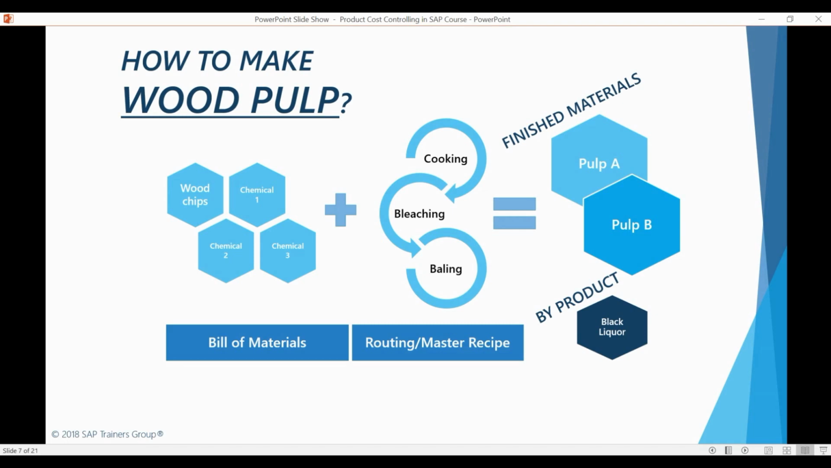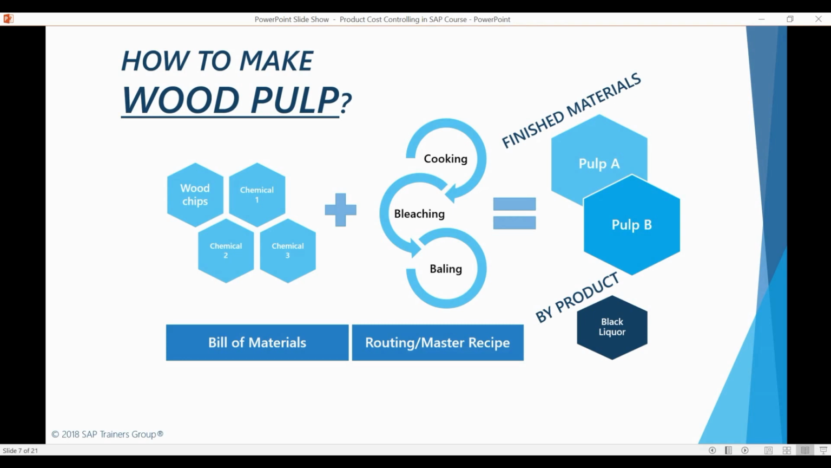For process industries like pulp manufacturing, we are maintaining something called a master recipe instead of a routing. Recipes and routings are pretty much the same thing, but a master recipe includes additional functionalities especially designed for process industries. It is also very important to remember that there does not need to be only a single BOM or a single routing for a certain finished material, but multiple different versions can be maintained. It is common that a certain finished material can be produced using multiple different production methods.